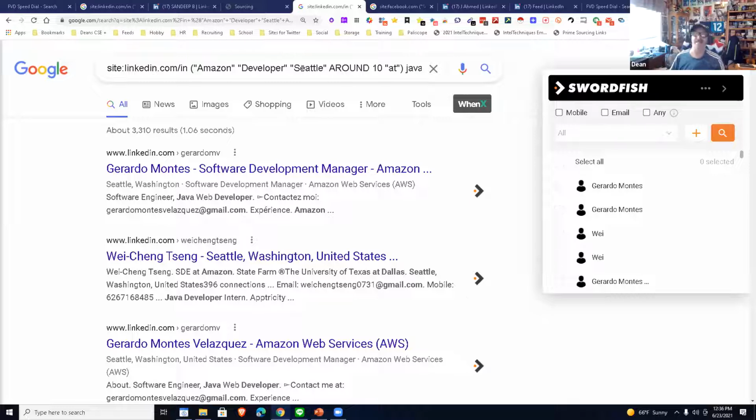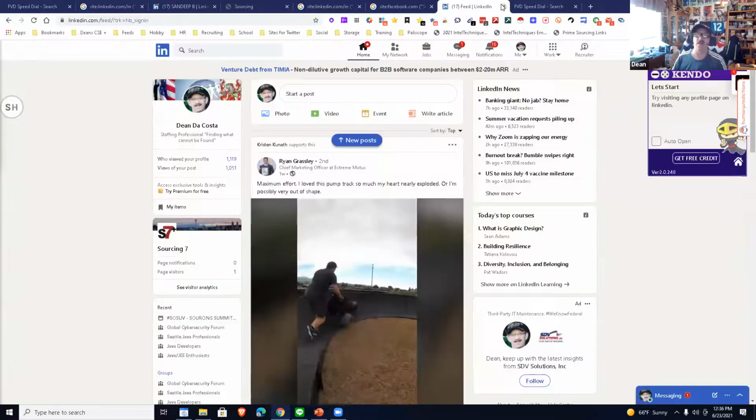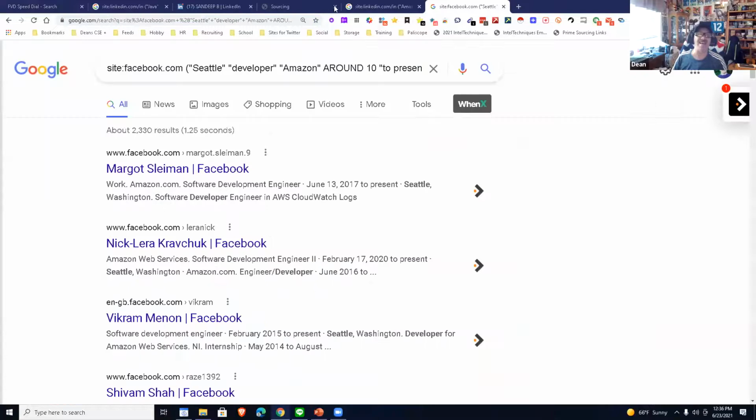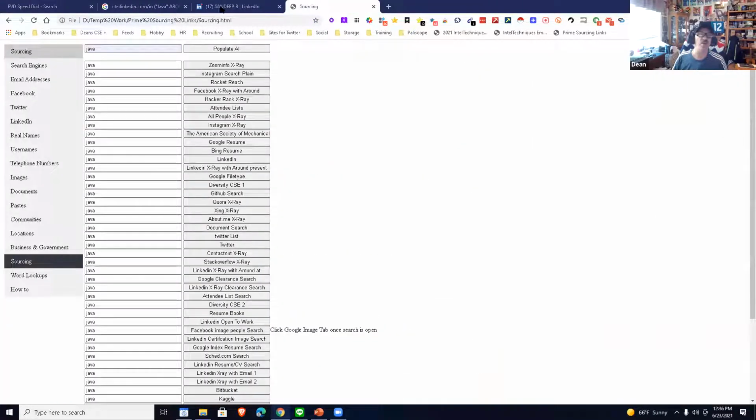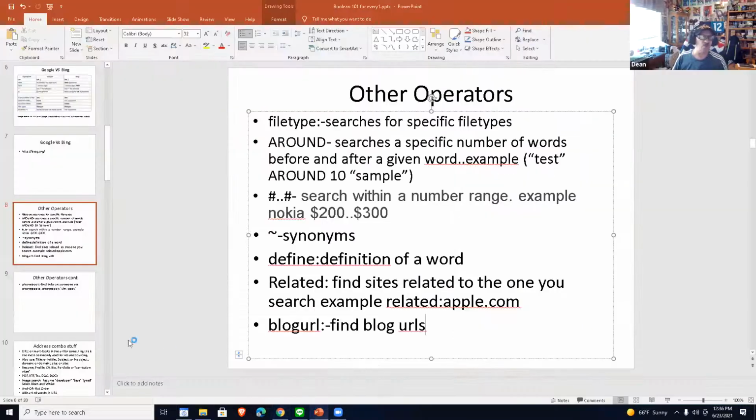Every site, even GitHub, Facebook, they all have anchor words that allow you to tear them apart. All you got to do is figure out what is that anchor word that you can use that will get you the results you want. So let's move on. We are doing Boolean.